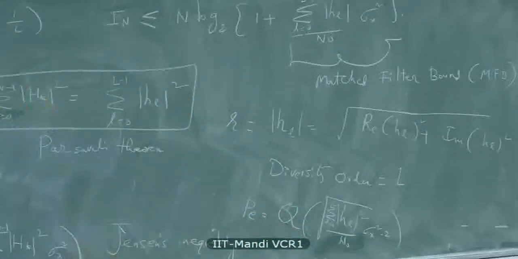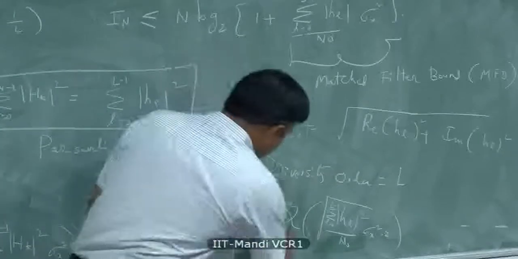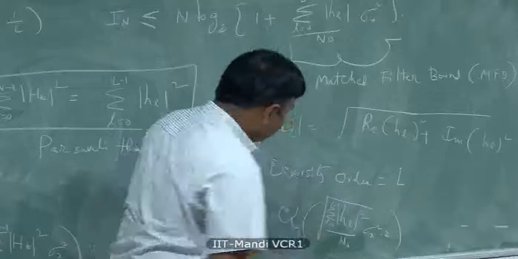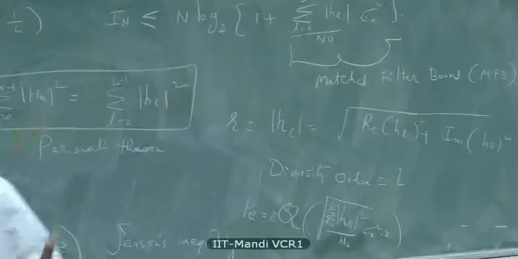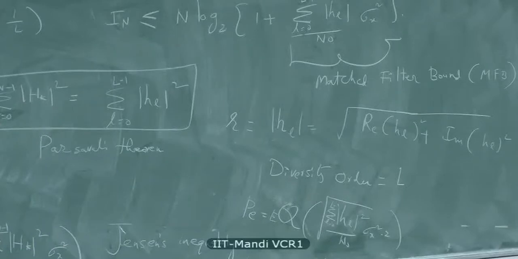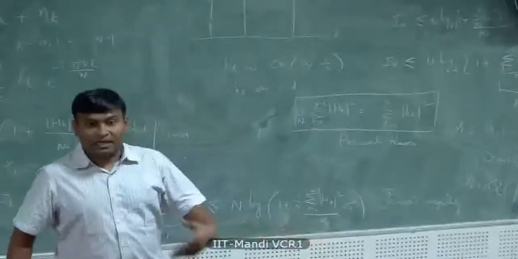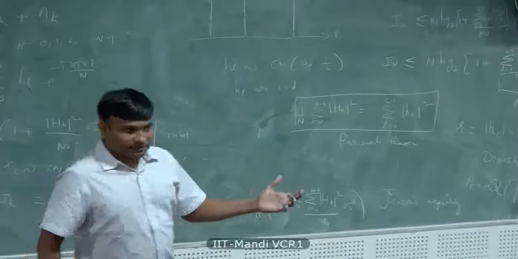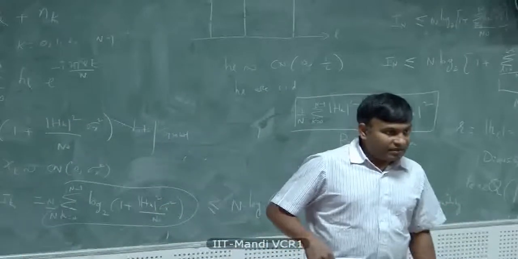Now, the diversity order can be defined in two ways. In textbooks, what they do is they carry out this expectation with respect to all the random variables. You calculate the average probability of error averaged over different fading channel realizations. So this average is carried out over a long time, let us say. You run this link a long time and you calculate the averages.